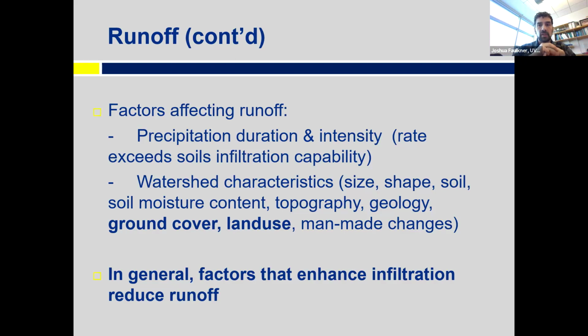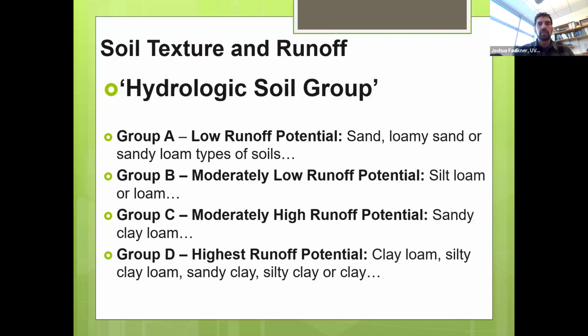Watershed characteristics affect runoff. The size of a watershed, the shape of a watershed, the soil conditions with the soil texture and type, the soil moisture content, the topography, geology, ground cover, and land use, which is what we're going to primarily focus on, which are man-made interventions, or how man manages that watershed to affect runoff. And like I said, in general, factors that enhance infiltration serve to reduce runoff.